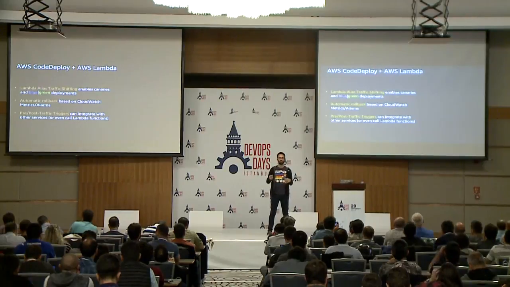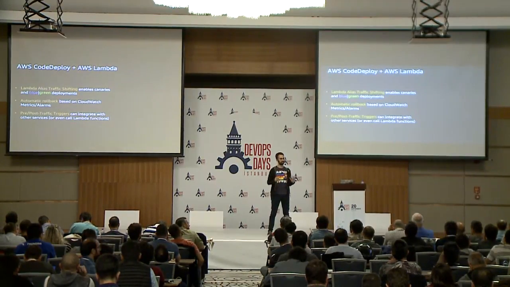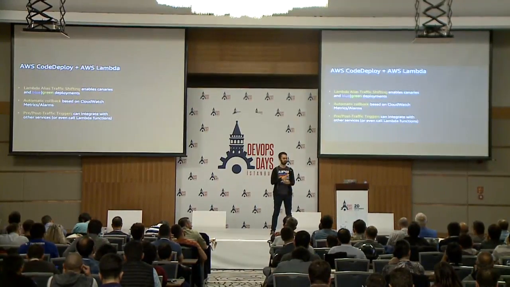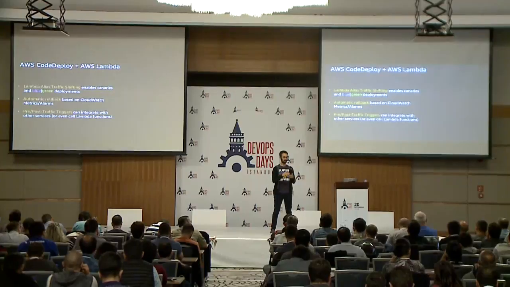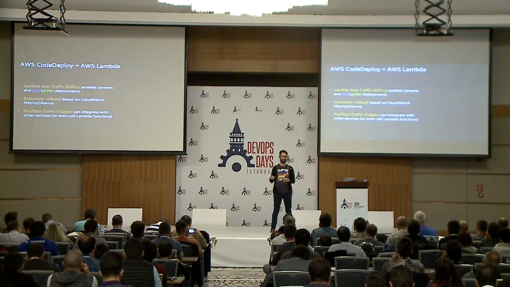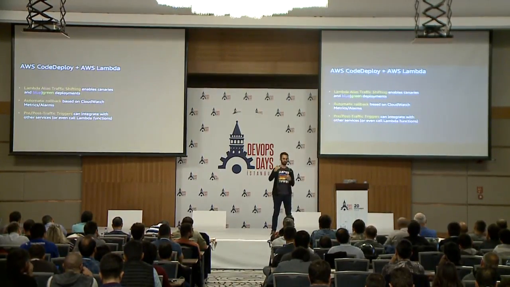to integrate the new weighted alias traffic shifting capabilities of AWS Lambda. I don't know if you're familiar with an alias. An alias in Lambda is something you can call dev or prod, for example, and it points to a specific version of your Lambda function. So when you update the prod alias to the new version, it's like a pointer.